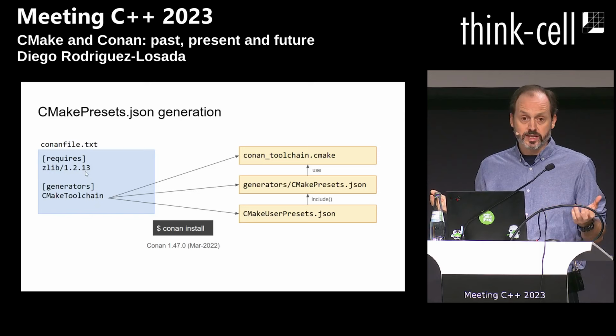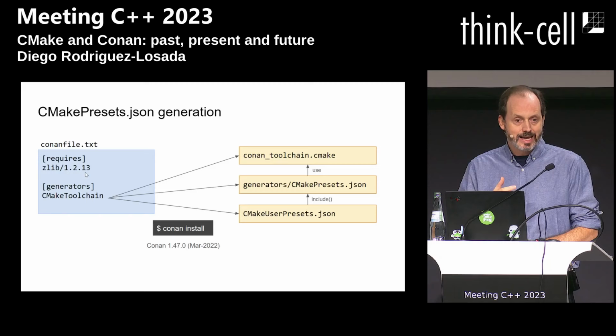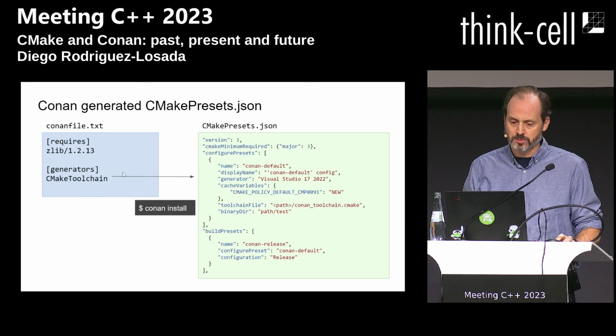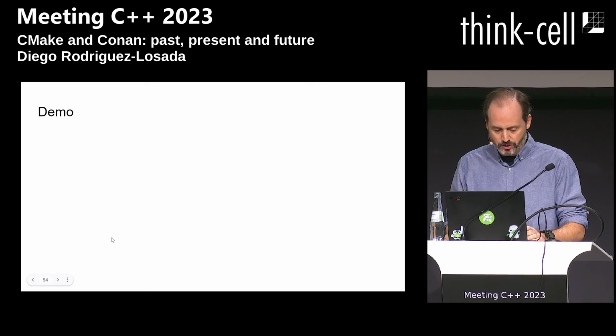So what we did is, okay, we already have the CMake toolchain generator. It's creating the toolchain file already. Let's have the CMake toolchain generator also create a CMakeUserPresets and a CMakePresets file. That was relatively straightforward. We are already talking about Conan 1.47, and it was released last year, so this is pretty modern. So what we did is create a JSON file on the fly, the presets file. As you can see here, it will inject the Conan toolchain automatically. It will define the generators, and that's basically it. That's how it works. So let's do another quick demo.